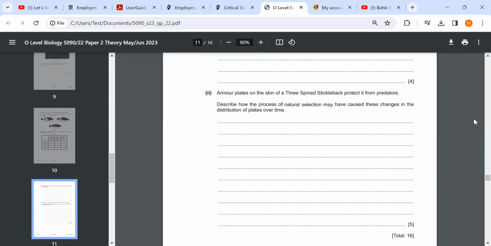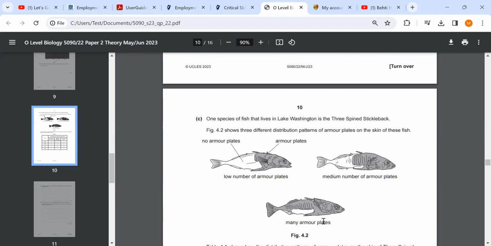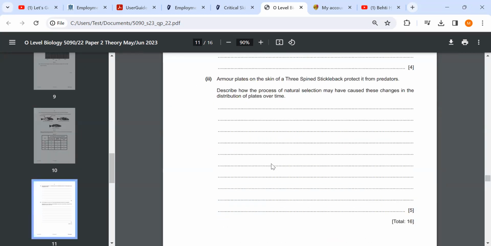So, in the case of the stickleback, how has it been able to protect itself from predators, such that it has such adaptations in its natural body? You've seen that over a period of time, in different environments, there are different numbers of armor plates protecting it from the predator. So the greater the number of armor plates, the better the stickleback is protected against the predator, and thus greater is its population.